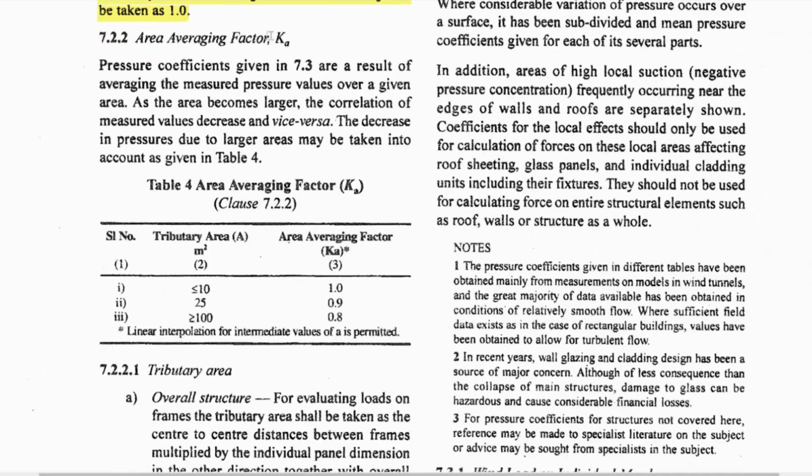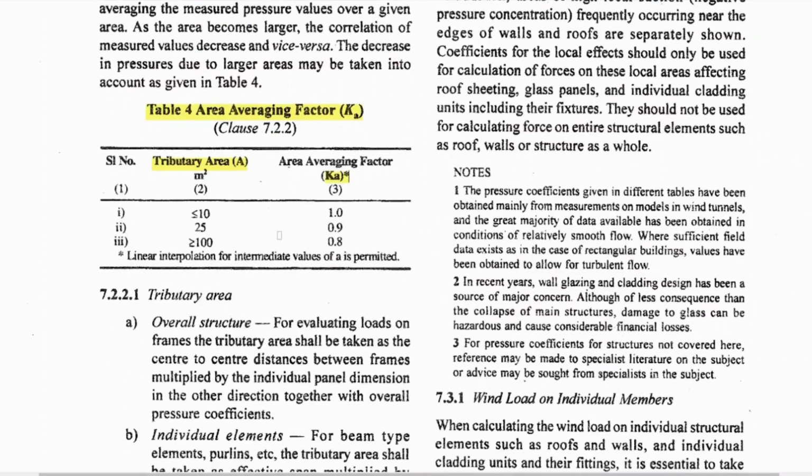Another factor is Ka, the area averaging factor. Table 4 is used for calculating the area averaging factor Ka. In this table we have tributary area and Ka. Before entering the table, let's see what the tributary area is. For the overall structure, it is the center to center distance between frames multiplied by the individual panel dimension in the other direction, together with overall pressure coefficients.